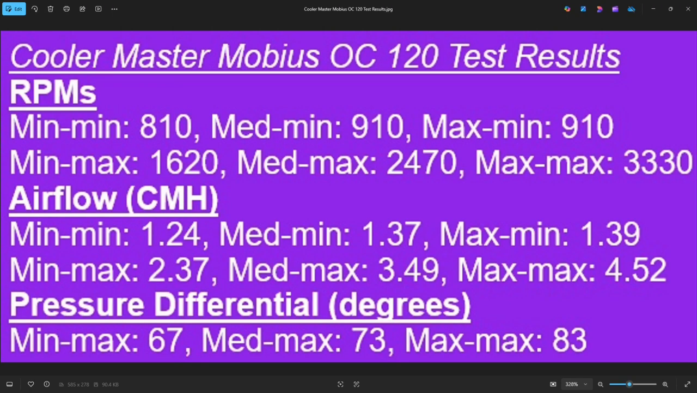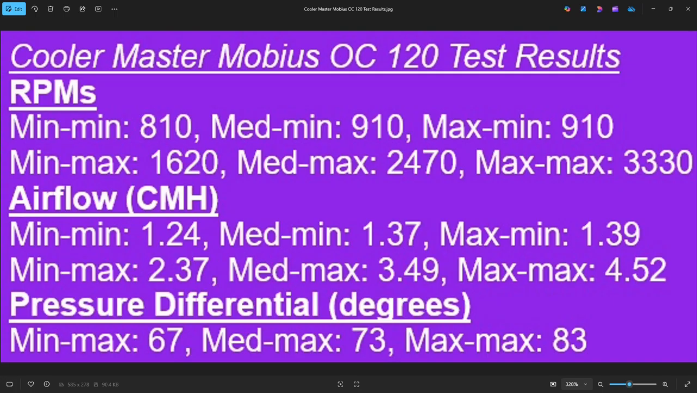Okay, so the Cooler Master RPMs: the bare minimum, on minimum voltage and the lowest of the 3 settings, is 810. When I put it up to the medium setting, it really didn't make much of a difference. It went up to 910. And on the maximum setting, still with minimum voltage, it was still at 910. So it was not significant between minimum, medium, and maximum. The minimum setting at maximum voltage was 1620, the medium setting was 2470, and the maximum setting for RPMs was 3,330.